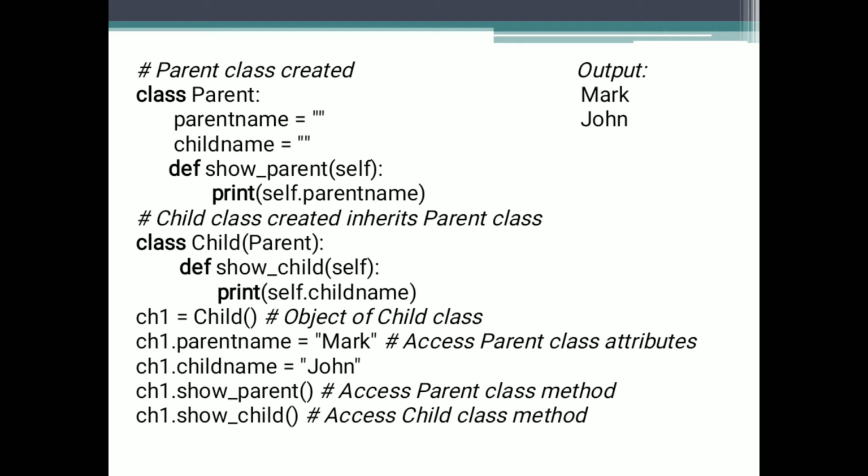Then we create an object ch1 of the child class. Then we access the parent class attributes and child class attributes. After that, we access the parent class method and child class method. The output of the program is Mark John.